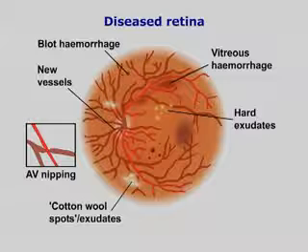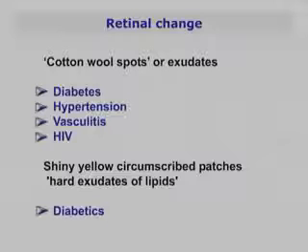The retina should be of uniform color and free from scars or pigmentation. Note any lesions such as soft white patches known as cotton wool spots or exudates. These may be signs of diabetes, hypertension, vasculitis or HIV. Shiny yellow circumscribed patches are hard exudates of lipids. These are often seen in diabetics.